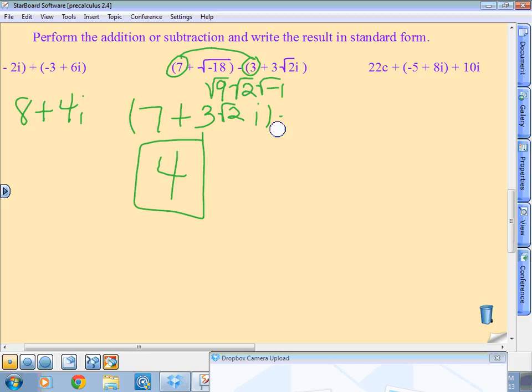All right. So this next one, you have 22c plus negative 5 plus 8i plus 10. So what's the c? Is that just a variable? Yeah. So what are we going to do with this one then? What's that? Just add the i's. Okay, what are you going to get? 22c minus 5 plus 18.